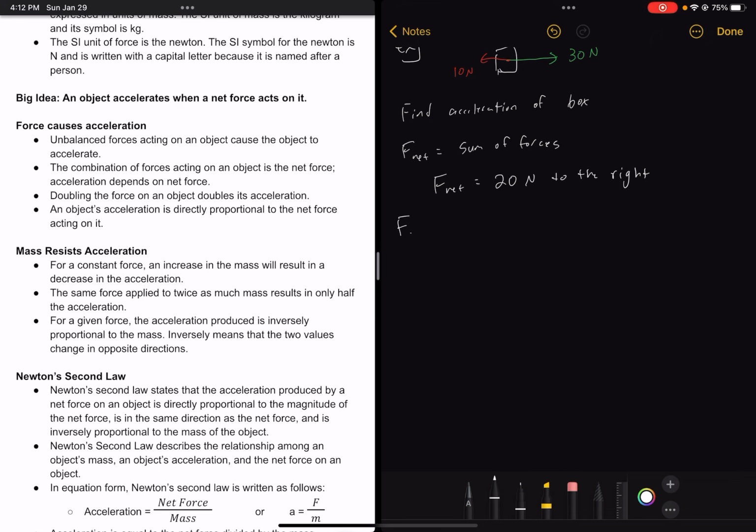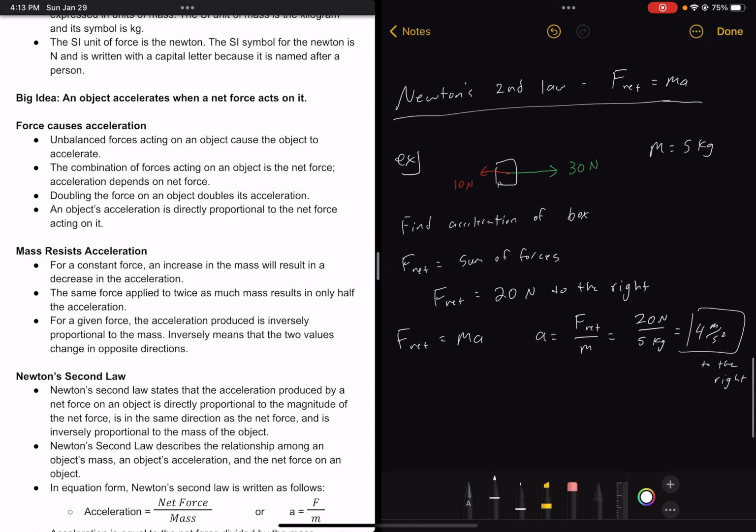All right, so I know that F net is equal to ma. If I rearrange this equation, I have a equals F net divided by m. So here we have 20 newtons divided by 5 kilograms. That was the mass of the box, and you get 4 meters per second squared to the right. So that's the acceleration of the box.